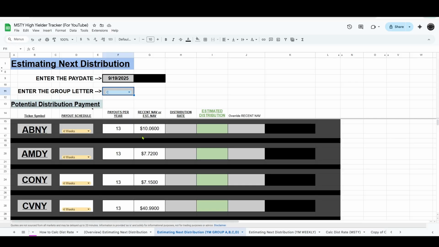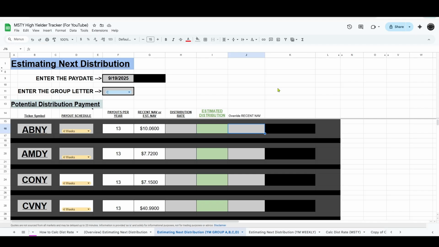Now, if I already knew what that NAV was for the weekend, I could put it right in here into this override area, and it will override this. But since I don't know what that is, I will keep with the calculated Friday closing price. And that's what this is basically. It's pulling the Friday's closing price of each ticker. But like I said, if I knew what that actual NAV rate was, I can enter it in right here.